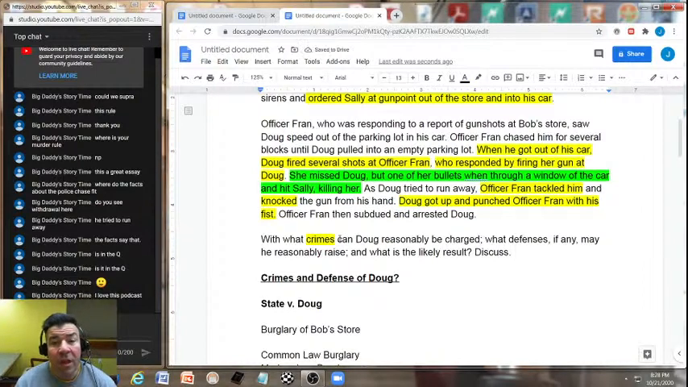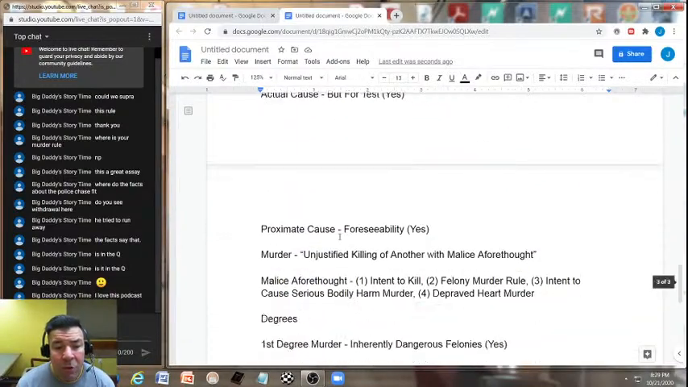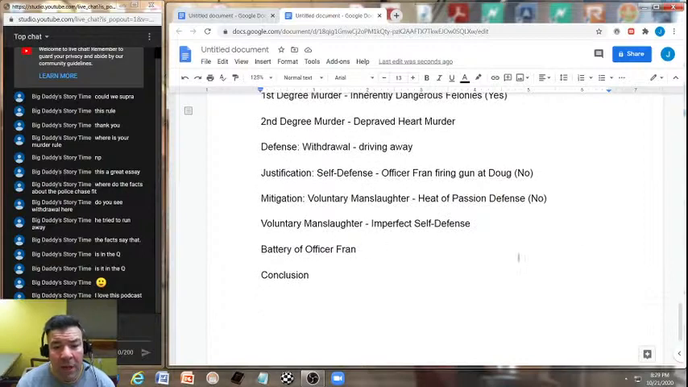Would he honestly believe that his life was immediately about to be taken, or that there was a need for self-defense? You could argue that it could be an honest belief. Was it a reasonable belief, though? No. So it's a possible argument to mitigate his murder charge down to voluntary manslaughter. It's possible, and I'm going to put a maybe.